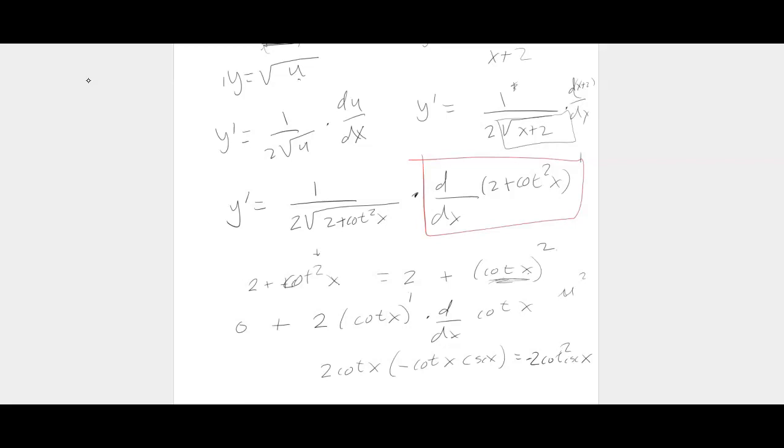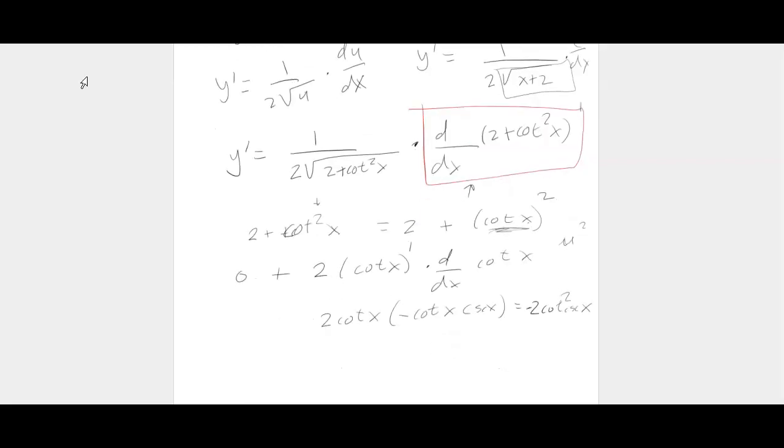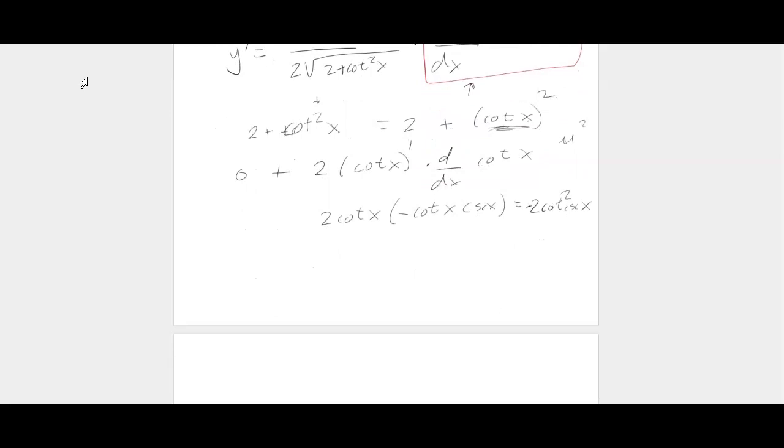Now, that was the stuff in the red box. So my final answer is y prime equals 1 over 2 square root of 2 plus the cotangent squared of x, times negative 2 cotangent squared cosecant of x.